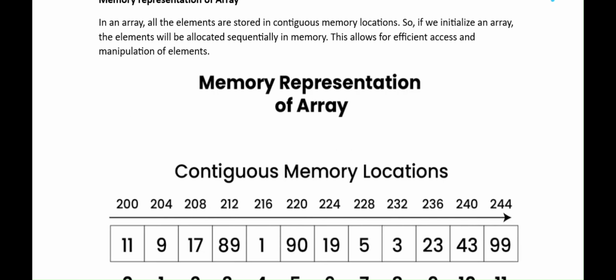Let's see the memory representation of an array. An array is stored at contiguous memory allocations. Look at here. For example, let's take an array of type int. An int takes 4 bytes. The integer data type takes 4 bytes.